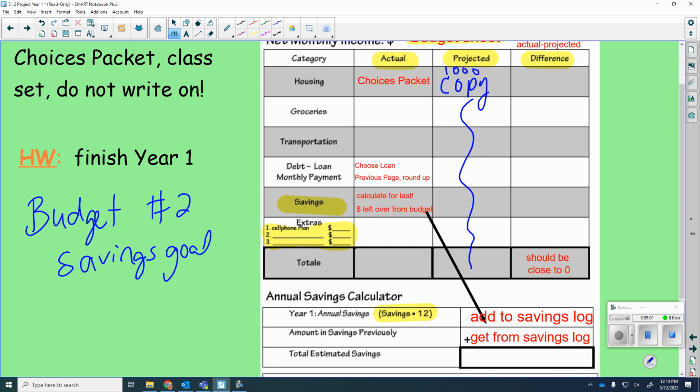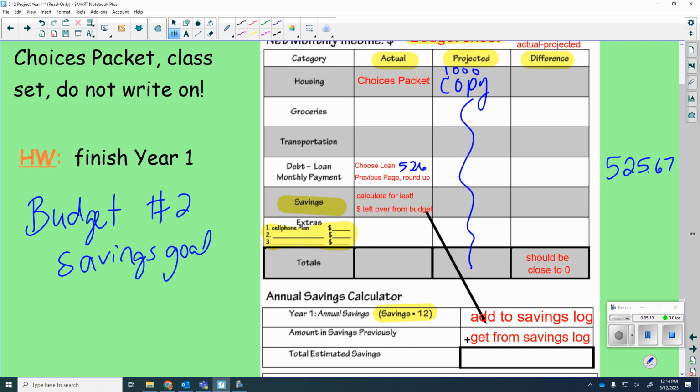So now you are going to pick out all your choices. The debt, it says choose your loan from the previous page and round up. What does that mean? That means if your loan was 525.67, what would you put there?